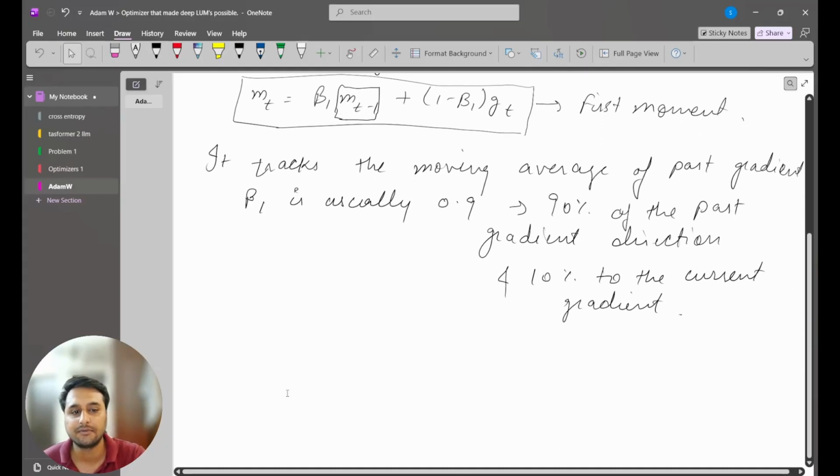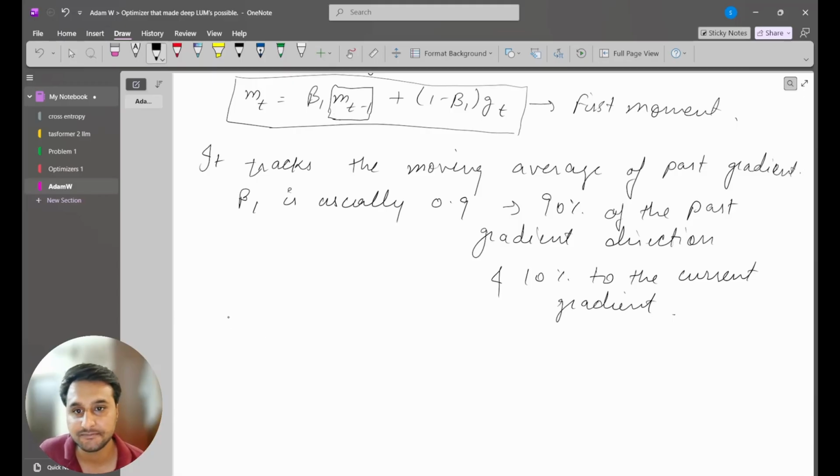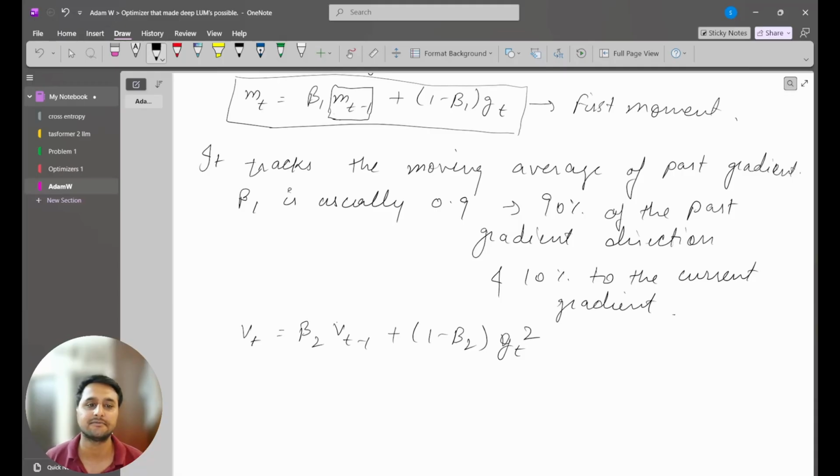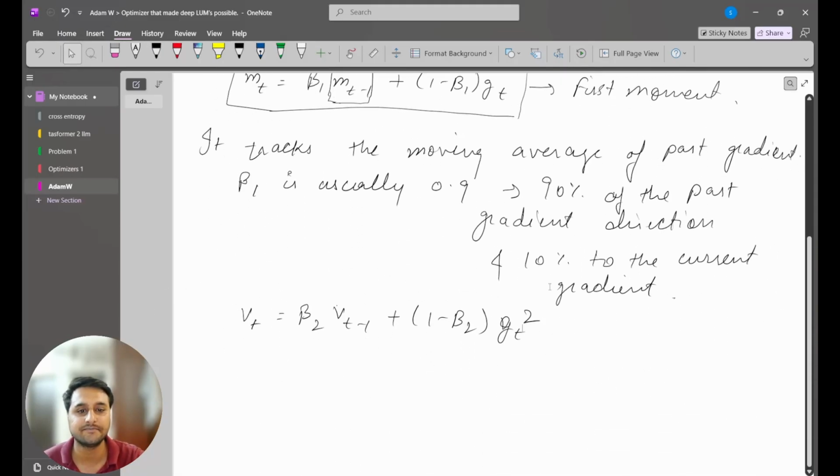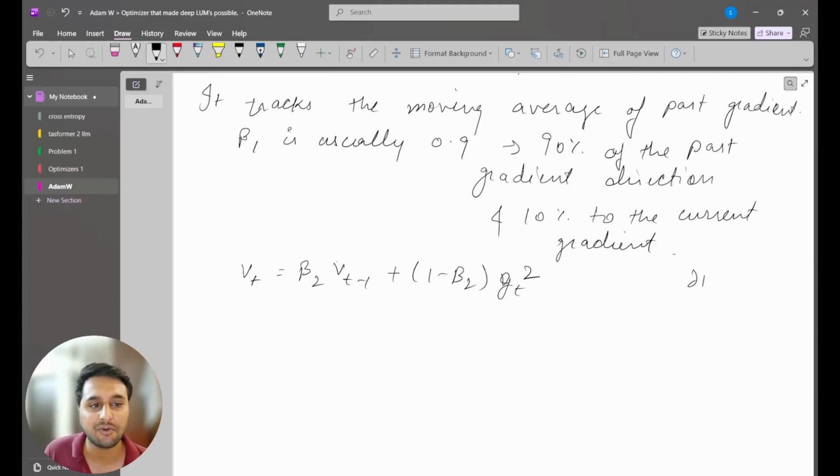Okay, so let's move to the second moment. The second moment is Vt = beta2 * Vt-1 + (1 - beta2) * Gt squared. And Gt is basically the gradient, the derivative of loss with respect to weights. So this is basically Gt.